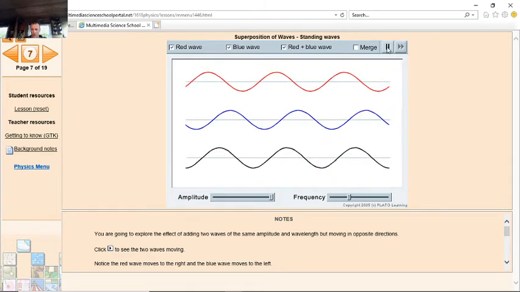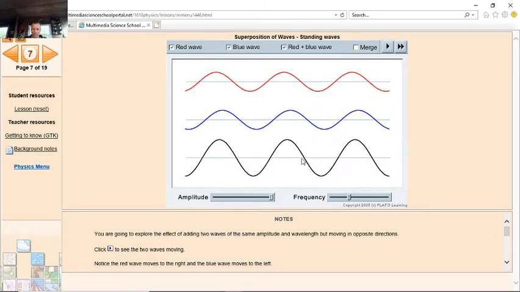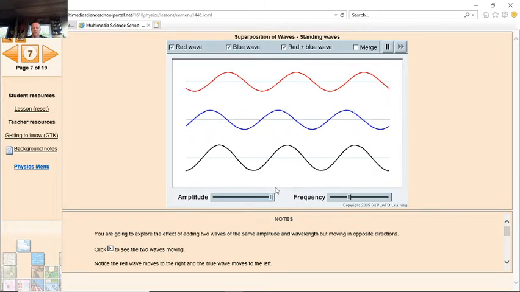Now, I will quickly stop it. We call these, here, the node. And here, where it goes up and down with big amplitude, is called the antinode.